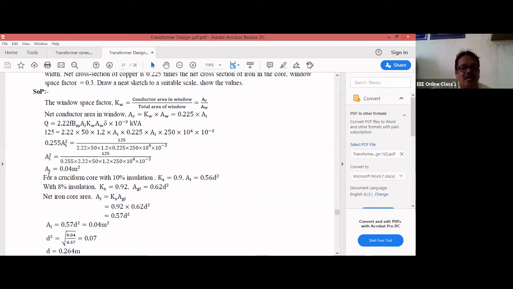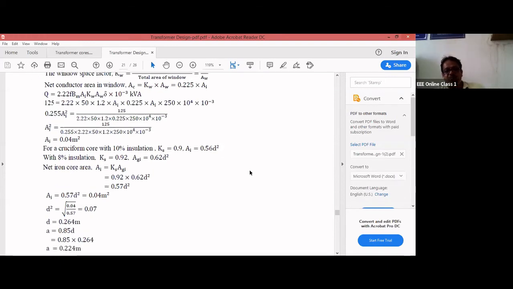Once you find out the AI, then our first step is to calculate the dimension of the core. So for cruciform core with 10% insulation, Ks is equal to 0.9 and AI is equal to 0.56 D square, which I've taken from that table. We have done this analysis for cruciform core.